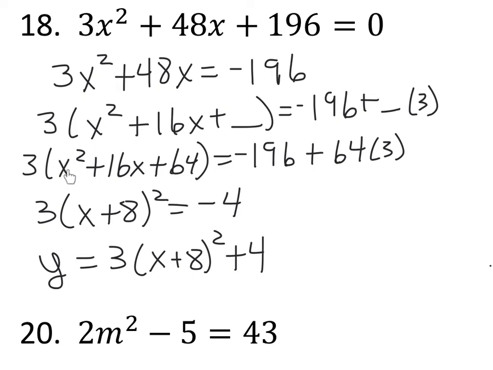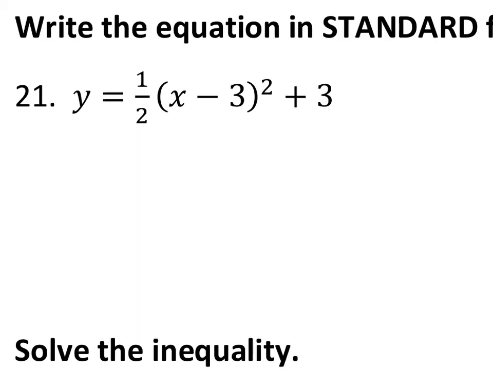Now I'm going to rewrite my trinomial as a binomial squared. Half of 16 was 8, so it's going to be x plus 8, the quantity squared. That's going to be my perfect square. And I simplify this down to negative 4. Now I'm ready to write my equation. Y equals 3 times x plus 8, the quantity squared, minus 4. We move the 4 over here. That gives us plus 4. And that's it.